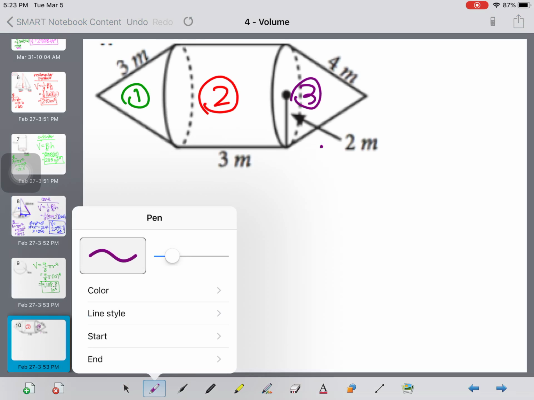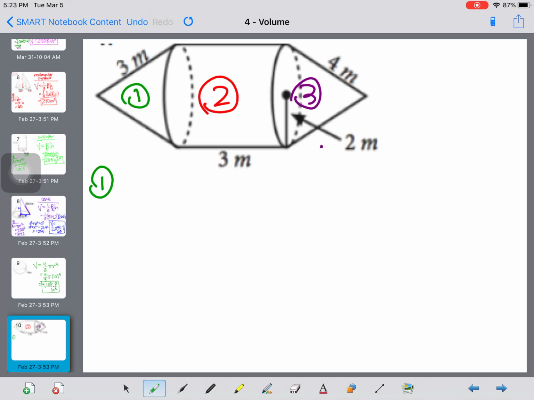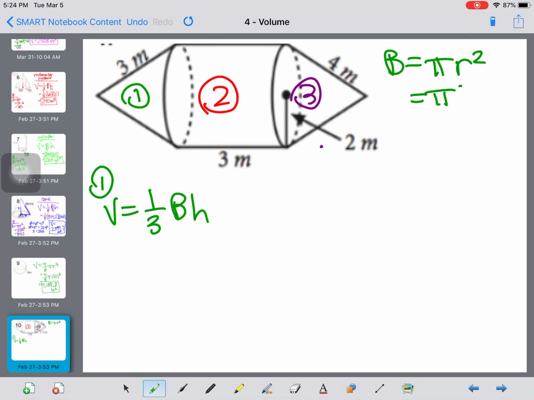Okay, and we're going to go through and find each volume separately. So the first one is a cone. So my volume is 1/3 big B times h. This big B, and if you notice, they all have the same circular base, so I can actually find my big B up here if I want to and apply it to all of them. It is a circle, so it's pi r squared. The radius of every circle here is 2. So pi times 2 squared, or times 4, is 12.56, so 12.6. So that's the big B that I'm going to use for all of them.